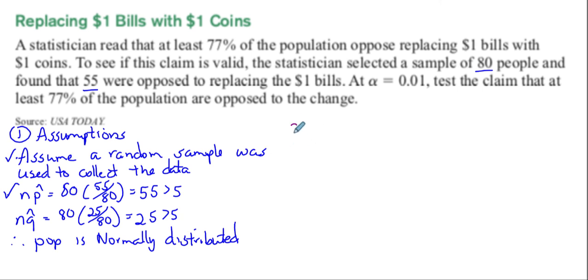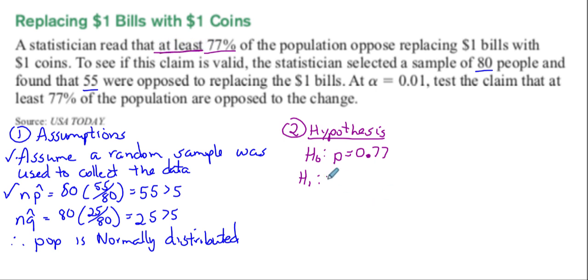Now we're ready for step 2, which is to state our hypothesis. Our null hypothesis would be that the population proportion is equal to 0.77. Next, we need to find our alternative hypothesis, so we look in context of the problem, and the key word I see here is at least. So p will need to be less than 0.77. So there are our step 2, our null hypothesis and our alternative hypothesis.